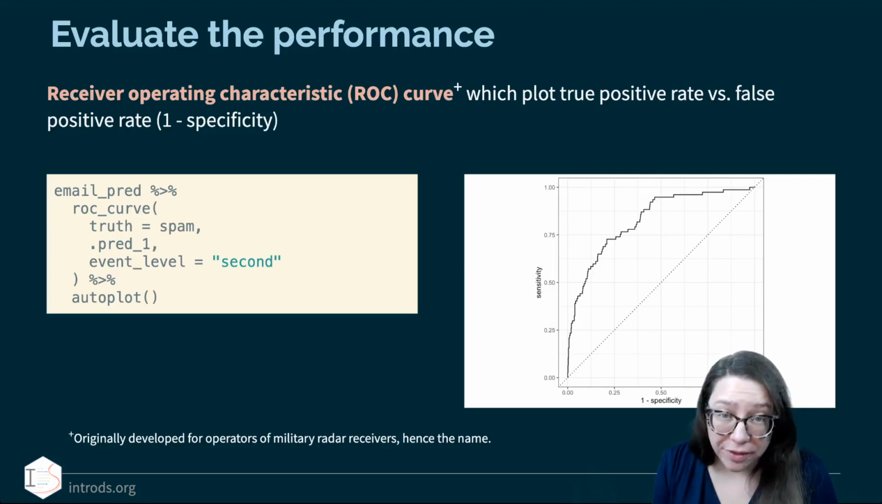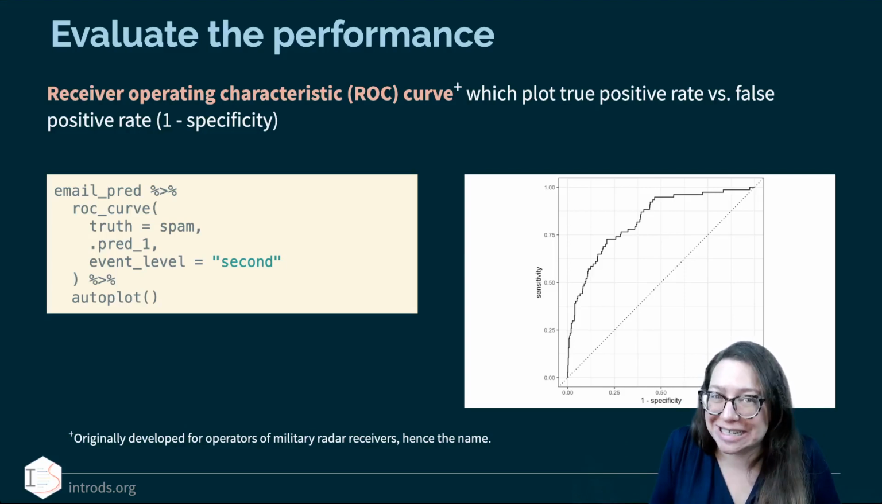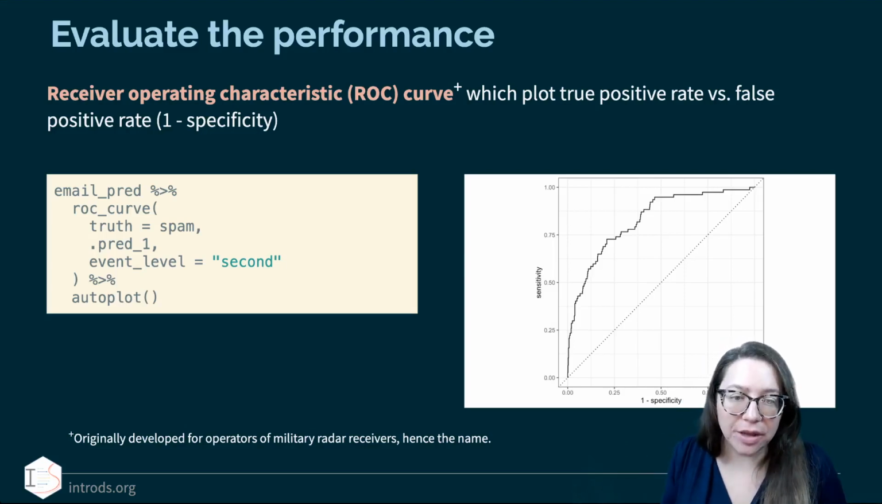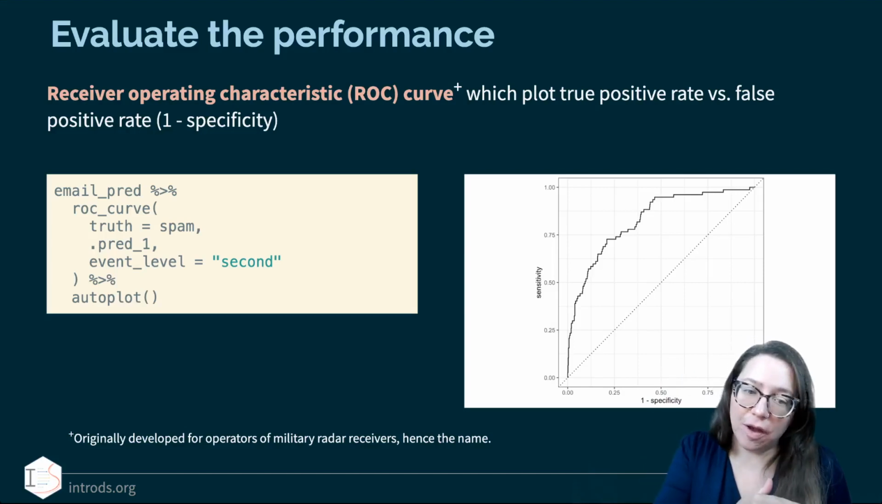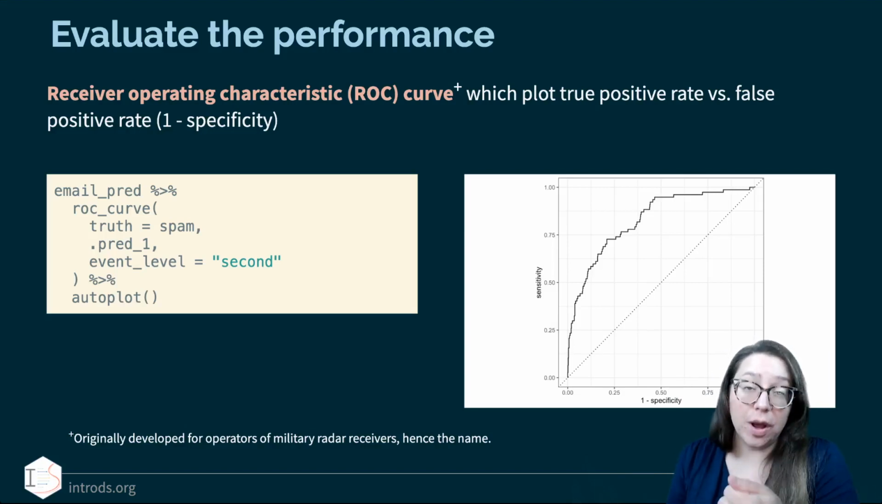If you're curious why they're called that, it actually has to do with where they were developed. They were originally developed for operators of military radar receivers. So that's where the name comes from. There's no hidden statistical meaning there. But what they show us is a plot of sensitivity versus 1 minus specificity. To be a little bit more clear, we could call them true positive rate versus false positive rate. So remember, we would want our true positive rate to be as high as possible.